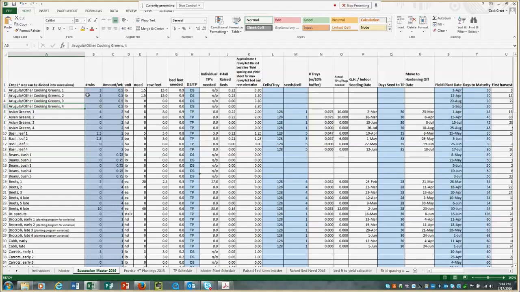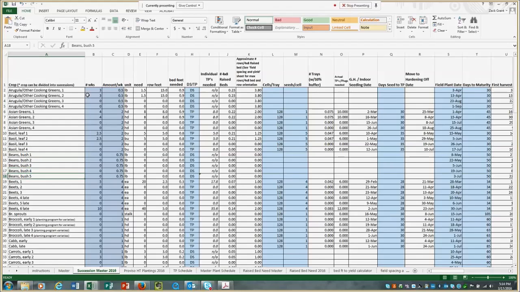You've already done the homework. Everything's in place. All you need to do now is just sort it by field plant date, and you have that ready to go. So as we move down, everything's fleshed out. I have 4 plantings of Asian greens, which is like bok choy, 4 plantings of basil. The bush beans were already successioned out, so I didn't change anything.